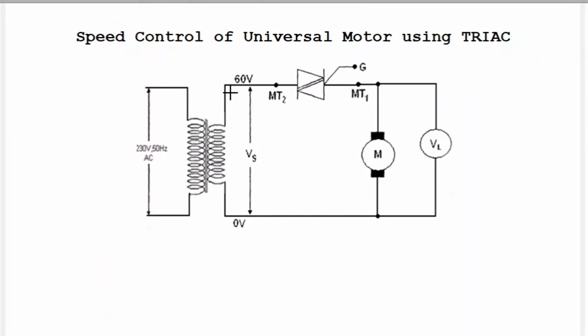This is the circuit which gives us an idea of the theoretical concept of controlling the speed of the universal motor. So as you can see here, we have a semiconductor device which is triac, and we have a universal motor. The supply is AC. So I have explained that it can work with both AC as well as DC. In this circuit, we are using an AC supply.